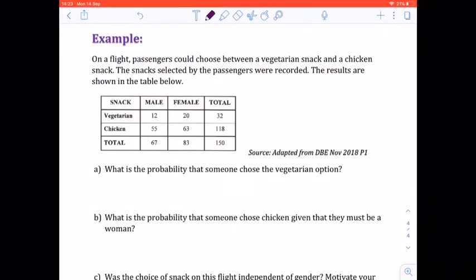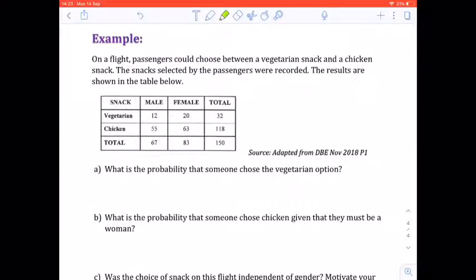So let's then do an example. On a flight, passengers could choose between a vegetarian snack and a chicken snack. The snacks selected by the passengers were recorded. The results are shown in the table below. So what we have is snack against gender. We have male and female and vegetarian and chicken, and each of the cells represents that subcategory as well as the totals. So what is the probability that someone chose a vegetarian option?